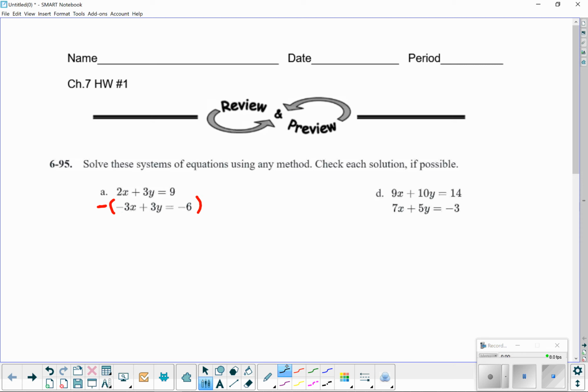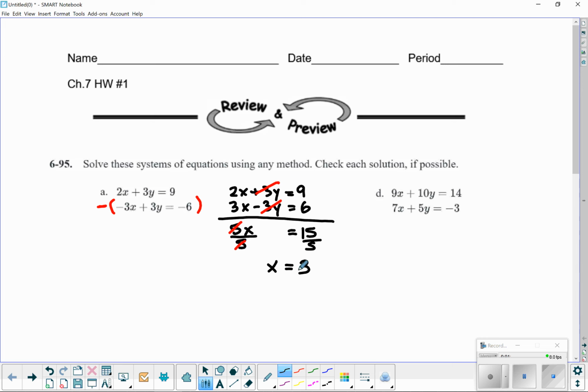So my two new equations are going to be 2x plus 3y equals 9. And now because I changed the bottom, it's going to be 3x, because now it's the opposite, minus 3y, and equals positive 6, because now it's the opposite. All right, so by doing that, this will allow me to eliminate the y's. That's the method. If I just add straight down, I'll get 5x equals 15. And divided by 5, our x is going to equal 3.